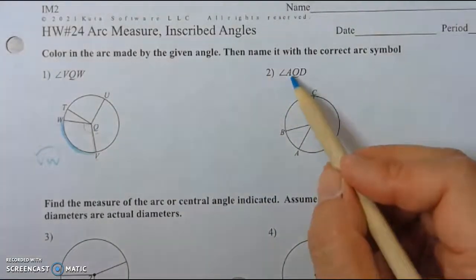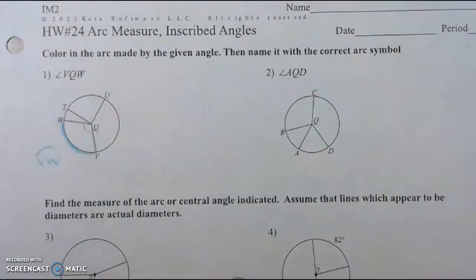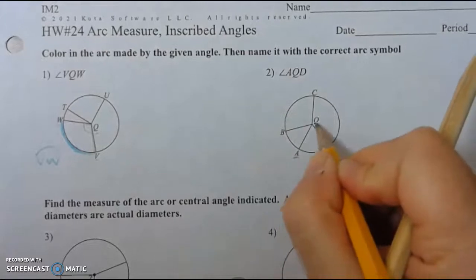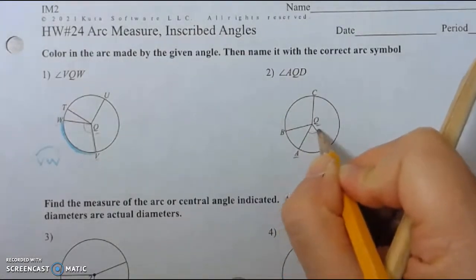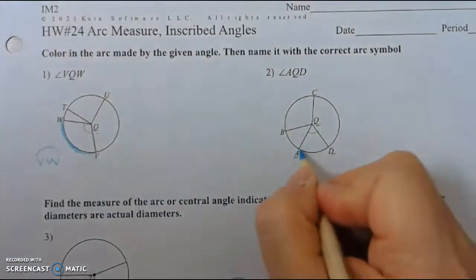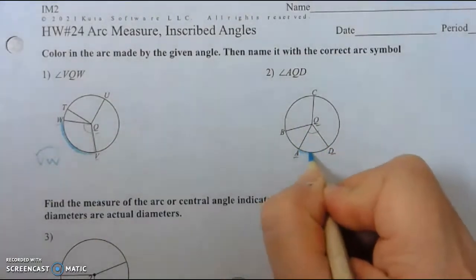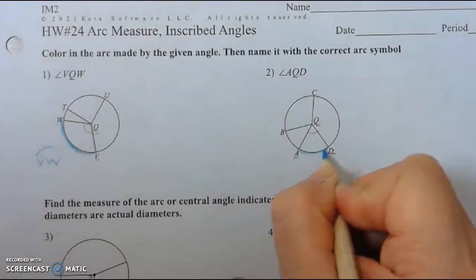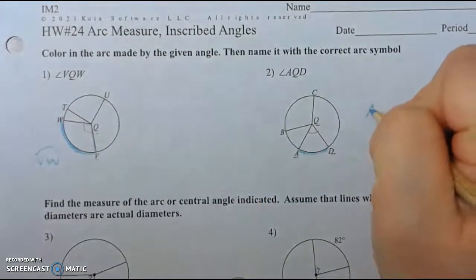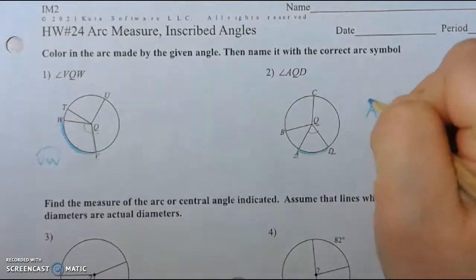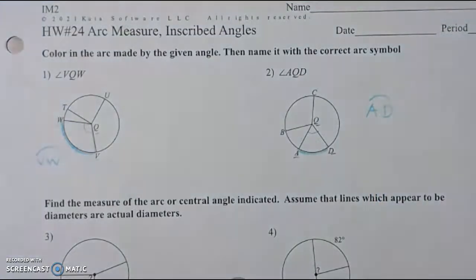What about angle AQD? Where is angle AQD? Follow along. AQD is this angle here. So the arc intercepted by that angle is this, and that's going to be AD with the arc symbol right over it.